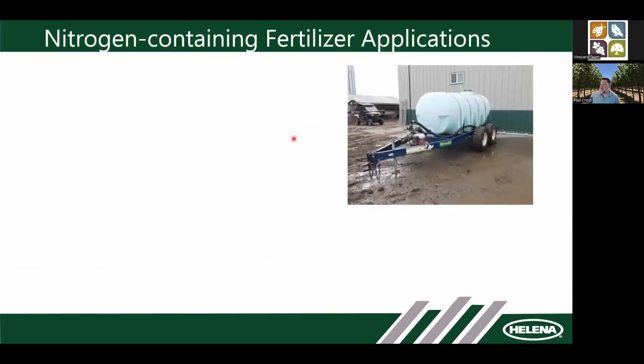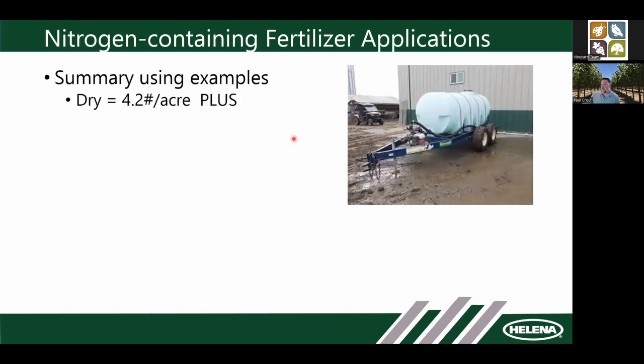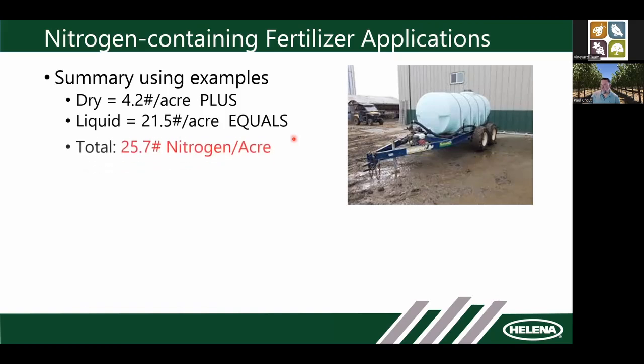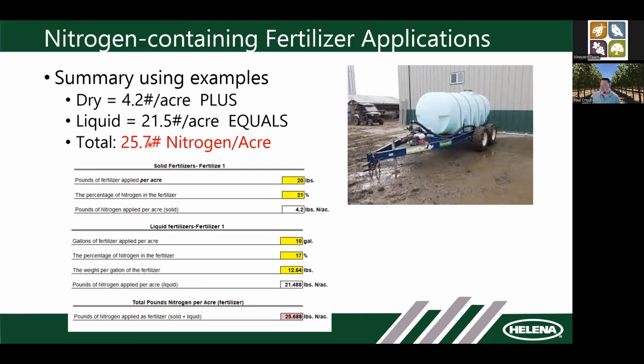And so let's look at a couple of examples here. So here's our summary. You applied some ammonium sulfate, say, at bud break, or before a rain or whatnot. So you applied ammonium sulfate and then you applied those liquids. So you have to account for your dry plus your liquid. That gives you a total amount of 25.7 pounds of N per acre. And so here's the summary, and here's the total that the calculator gives you. It sums it up for you.